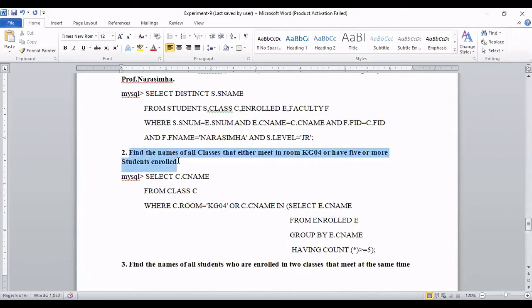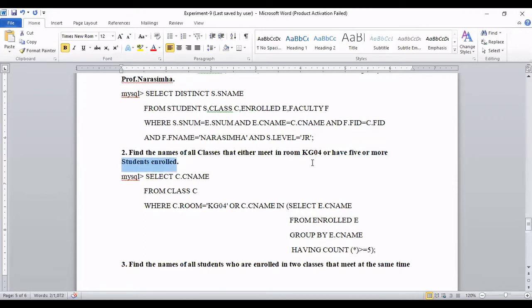Find the names of all classes. You can solve this by join also, but don't solve it by join. We will specify in the question: you solve using nesting of queries. So find the names of all classes that either meet in room KG4 or have 5 or more students enrolled. Please check here, 5 or more. This is important.